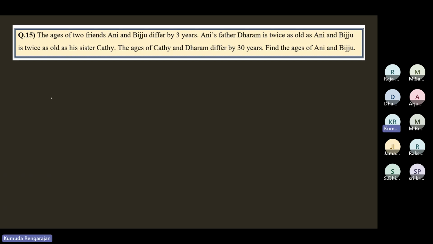Look at this one. The ages of two friends, Annie and Biju, differ by 3 years. Now, their ages differ by 3 years. But who's elder? Is Annie elder or Biju elder? We don't know because the difference in their ages is 3 years. So it can be like Annie is 20 years old and Biju is 23, or it can be like Annie is 23 and Biju is 20. Either case, the difference in their ages is 3 years.